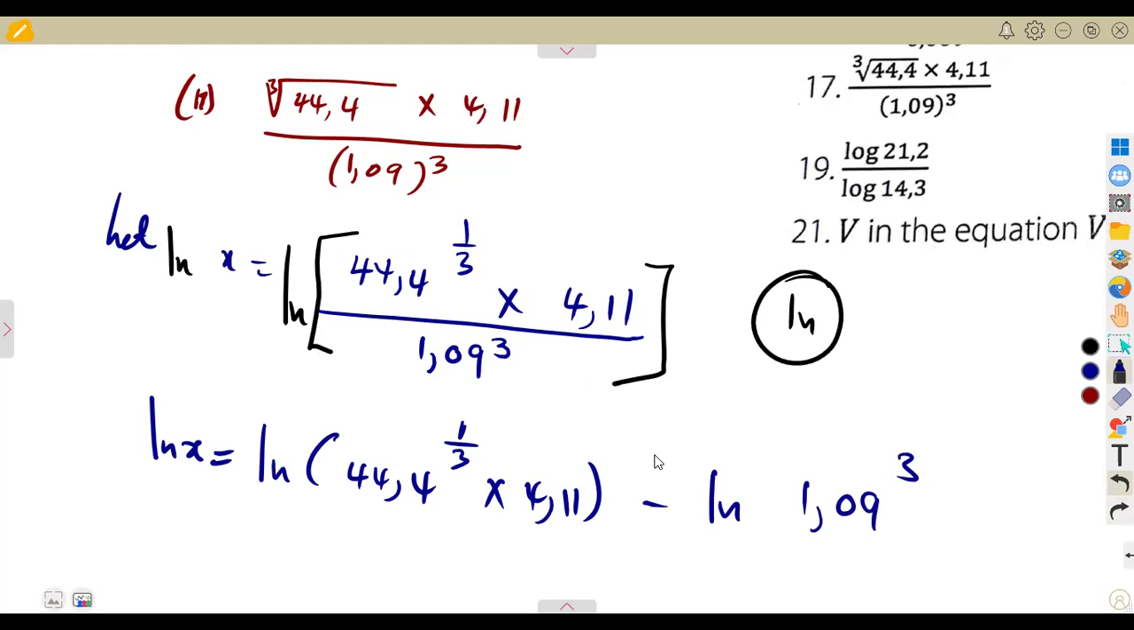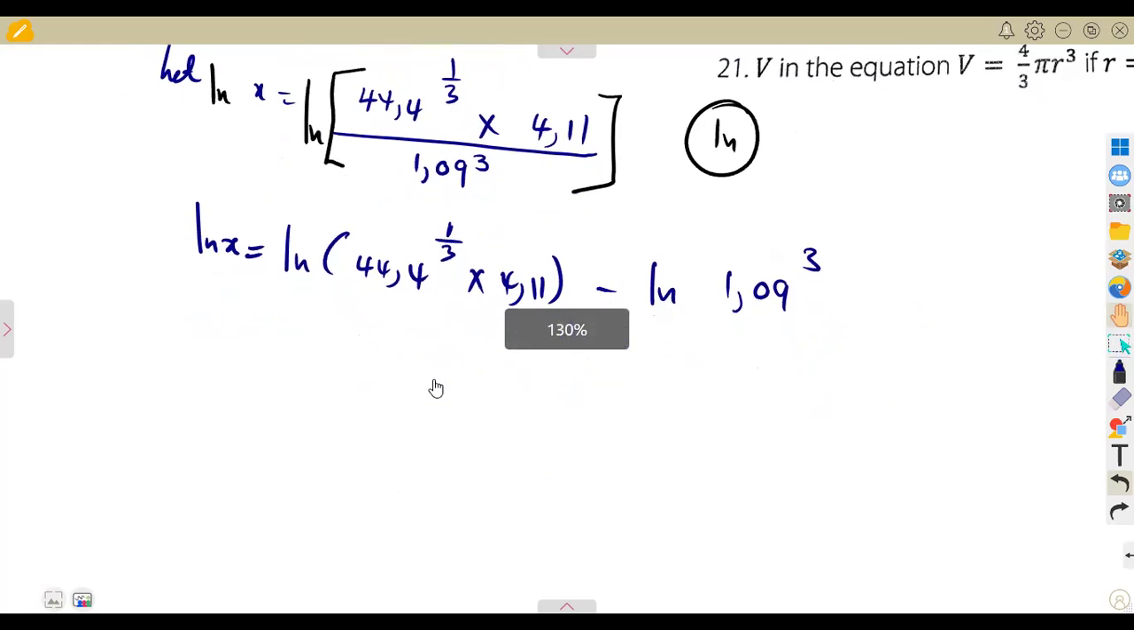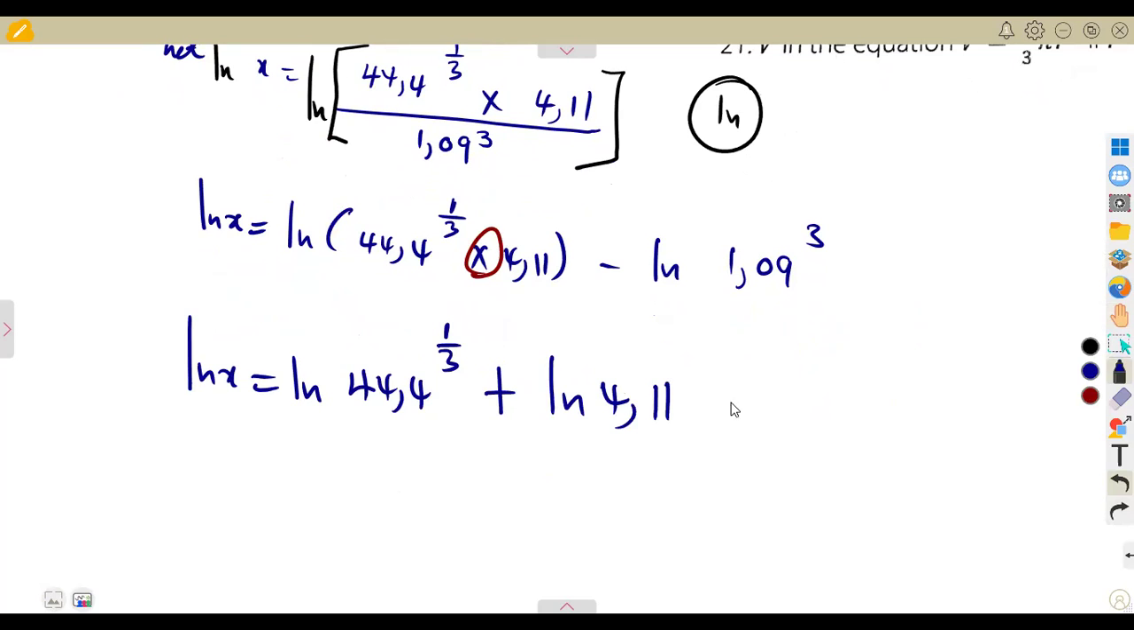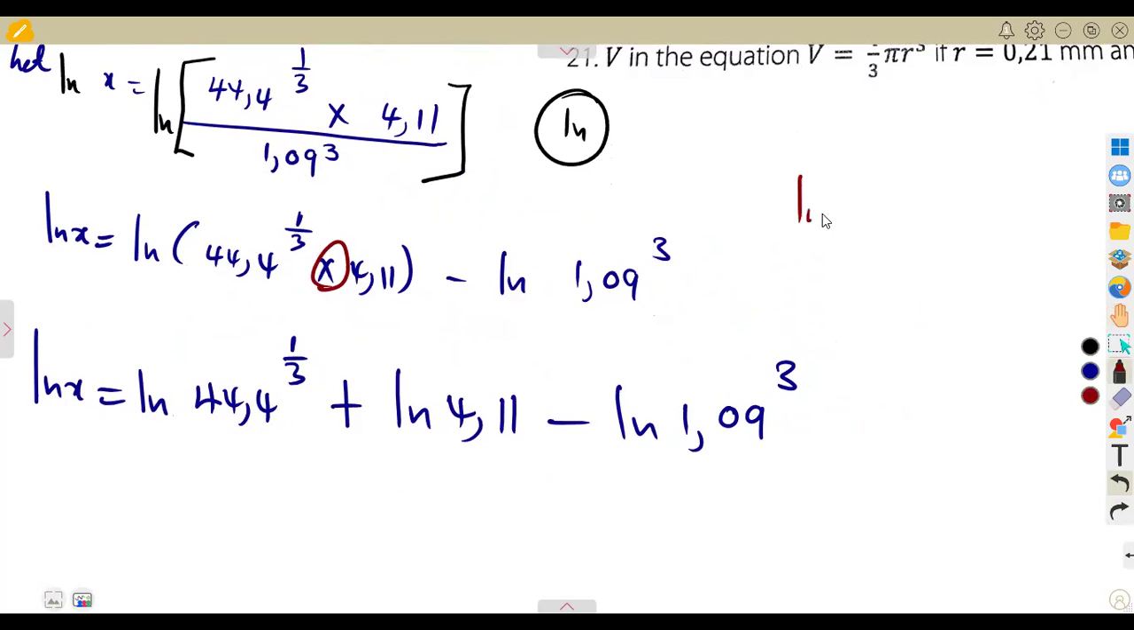So with this simplification that we are having, we can apply again the product. What made us multiply these two numbers? It is because the logarithms were being added before. That is why we are multiplying these numbers. So it was the ln of 44,4 to the exponent of 1 over 3 plus the ln of 4,11, like that. Addition makes us multiply these, minus the ln of 1,09 to the exponent of 3. But remember also, I mentioned that if you are given an exponent, it means this exponent was multiplying a logarithm.